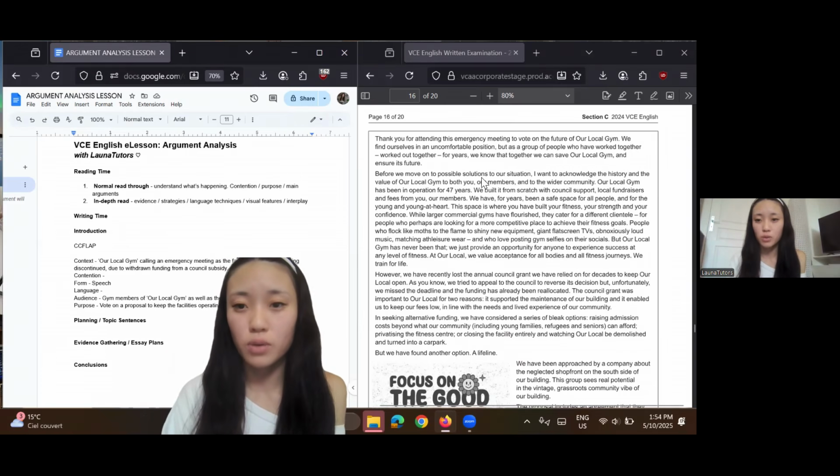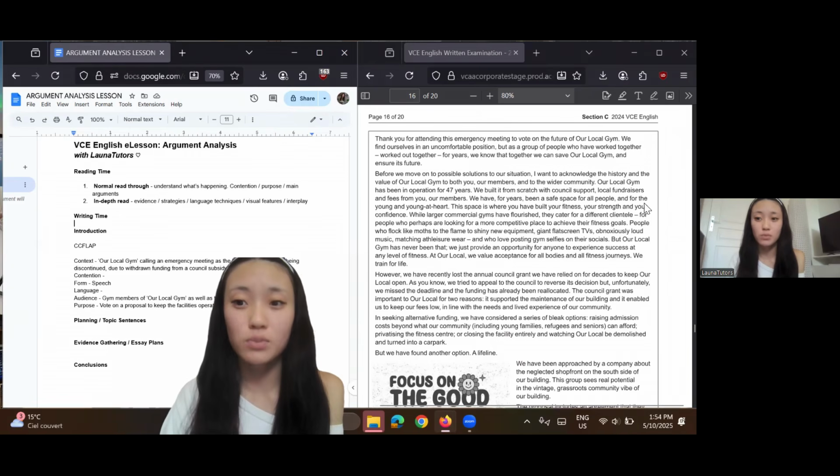Now, before we move on to possible solutions for a situation, I want to acknowledge the history and the value of our local gym to both you, our members, and the wider community. Our local gym has been in operation for 47 years. We built it from scratch with council support, local fundraisers, and fees from you, our members. We have for years been a safe space for all people and for all the young and young at heart.